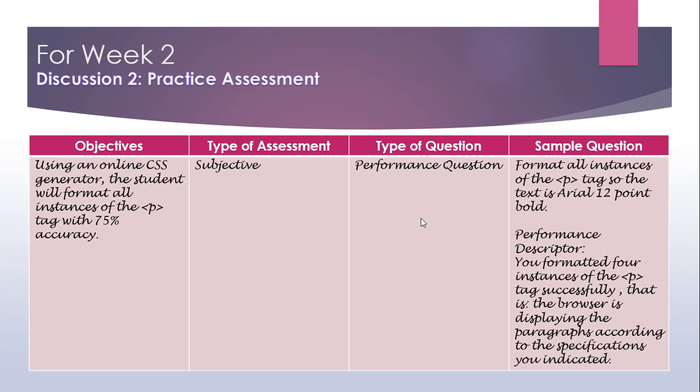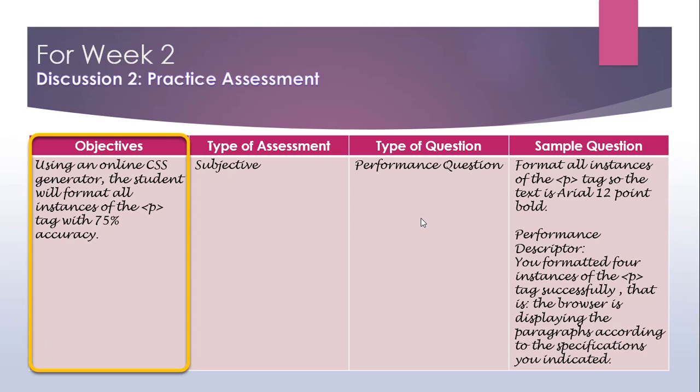So this is one example of how you may complete the table. My objective would be: using an online CSS generator, the student will format all instances of the p tag with 75% accuracy. Now here, I want the student to do something. I want the student to format text within p tags using an online CSS generator.